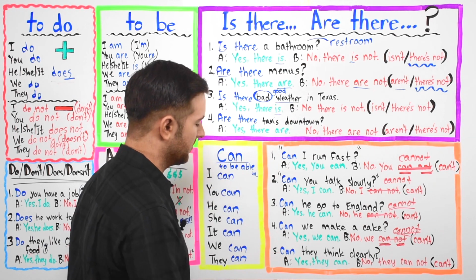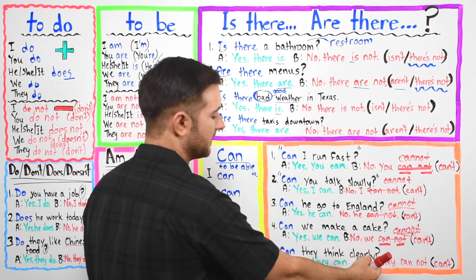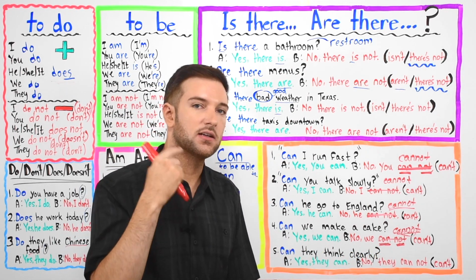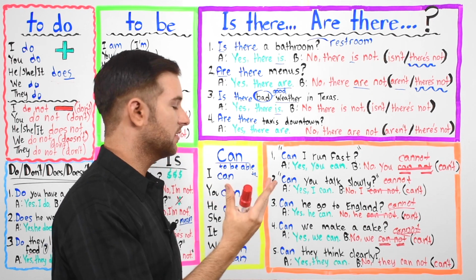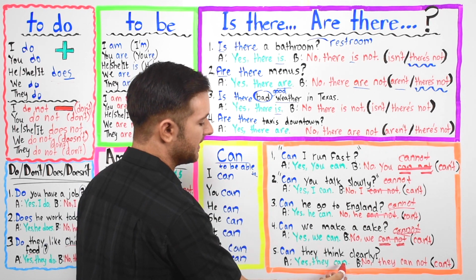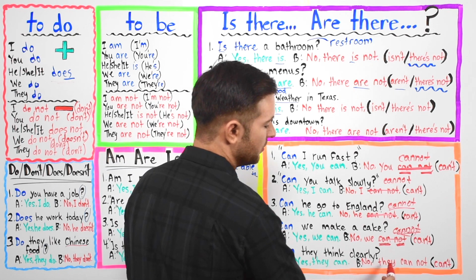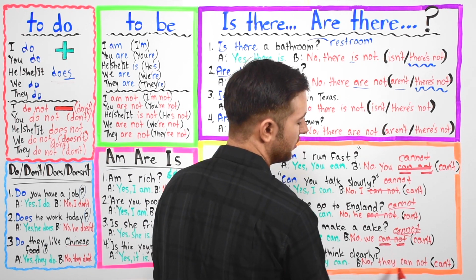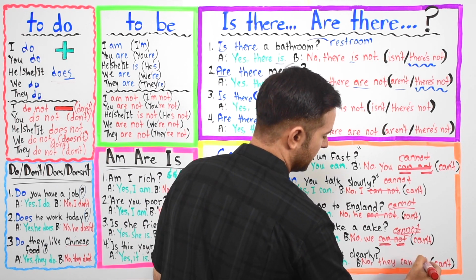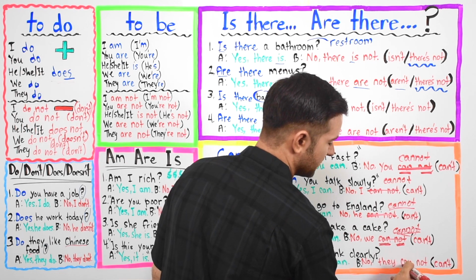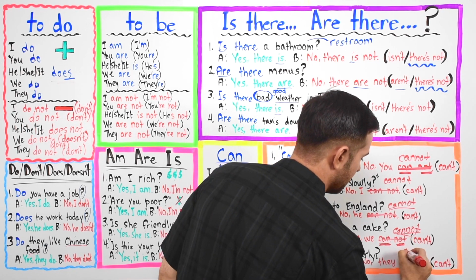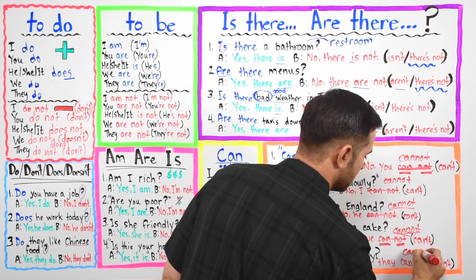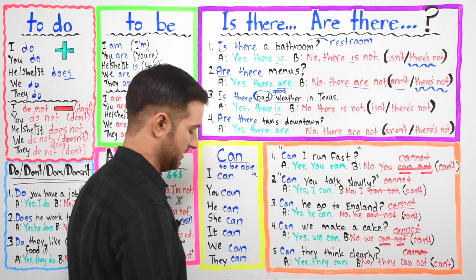And then finally we have number 5. Can they think clearly, right? Can they think clearly in their heads? They have clear thoughts? Yes, they can, or you could say, no, they cannot, or no, they can't. Again, we can have 2 words, as in 1, 2, or you can have 1 word, as in cannot, okay? 1 word in this case.